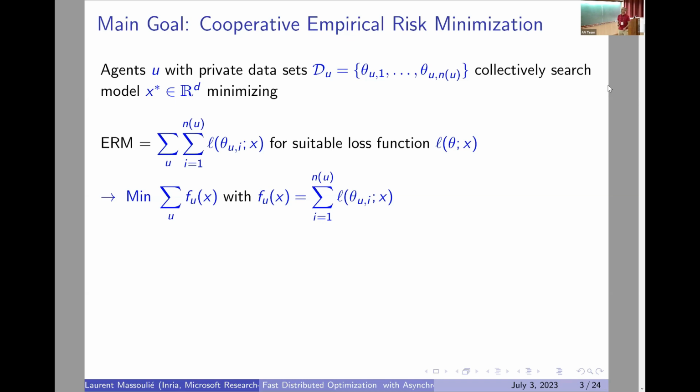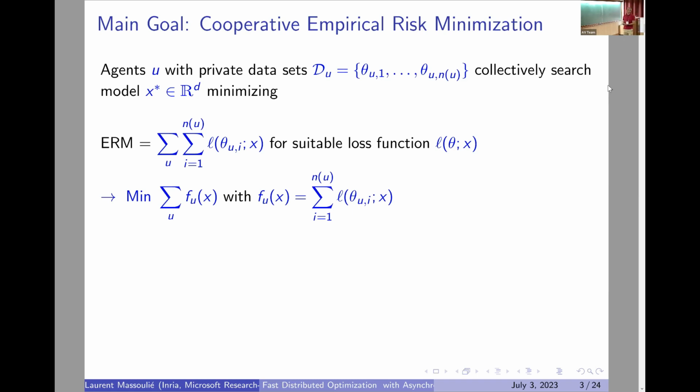Okay, so to be more specific, we'll have a collection of agents indexed by u, each of them holding their own private data set, which is a collection of vectors, so theta u1 to theta u n_u. And collectively, they search a model that is a vector x star in d dimensions, say. And the paradigm in order to fit their model will be to minimize the empirical risk. So the empirical risk will be the sum over all data points of the corresponding loss evaluated at that data point and at the corresponding model.